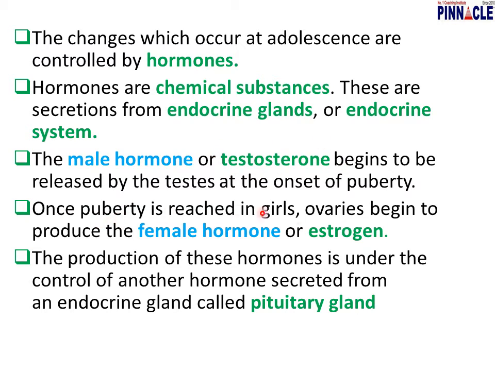And once puberty is reached in girls, the ovaries also start to produce the female hormone, and the name of the female hormone is estrogen. So testosterone and estrogen, these are two important words. These are sex hormones. The production of these hormones is under the control of another hormone secreted from the endocrine gland called the pituitary gland. This gland is helpful in controlling the secretion of these sex hormones. So the pituitary gland's role is also important because it is the control point of the sex organs or sex hormones, you can say.